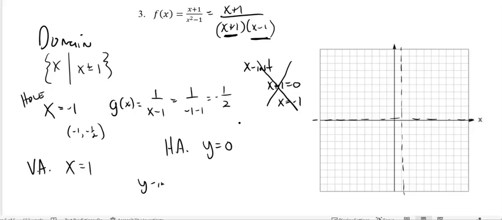What about the y-intercept? Y-intercept we get when we plug in 0. Just like always, any function, we plug in 0 for x. And that's 1 over negative 1, or negative 1. So there is your y-intercept.